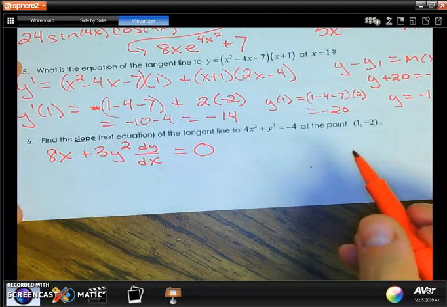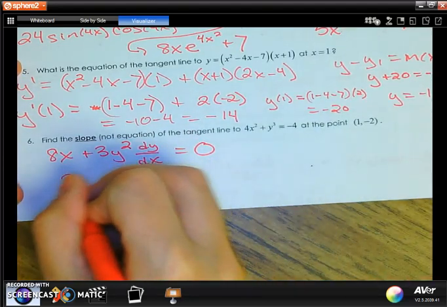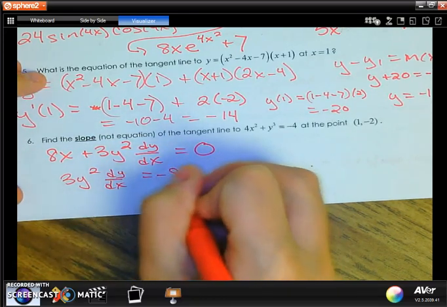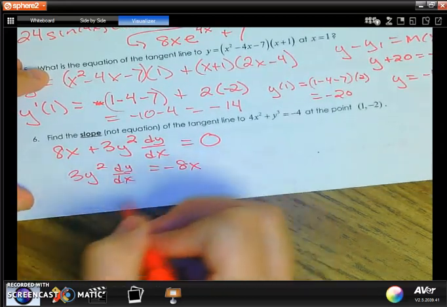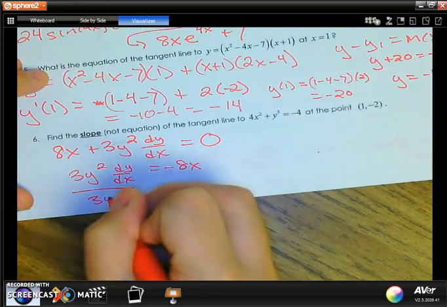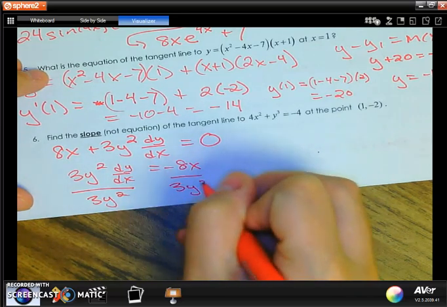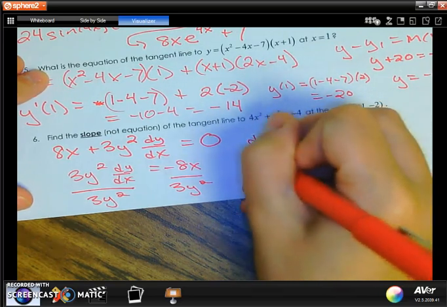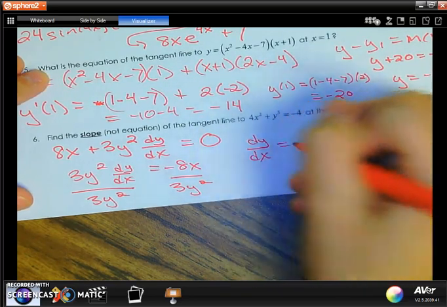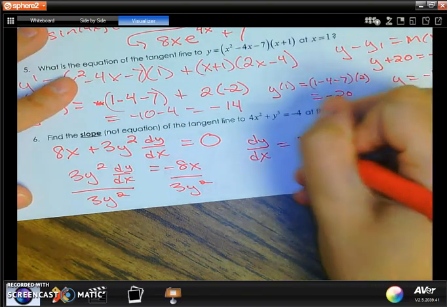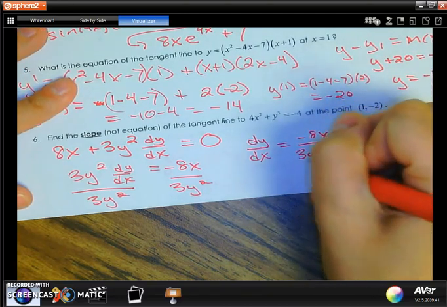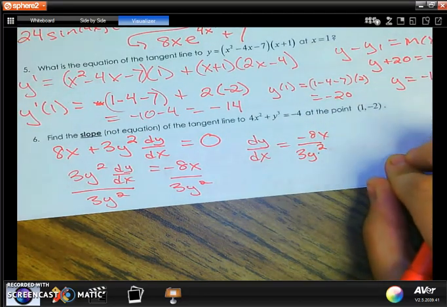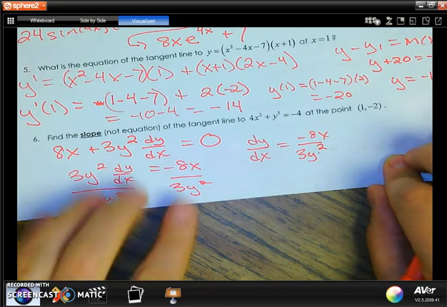Now your goal here is to solve for dy/dx. So you're going to have 3y squared dy/dx equals negative 8x, and you are going to divide by 3y squared. Okay, so you've got dy/dx equals negative 8x over 3y squared. And it did give us an x value and a y value, so all you're going to do is evaluate it.